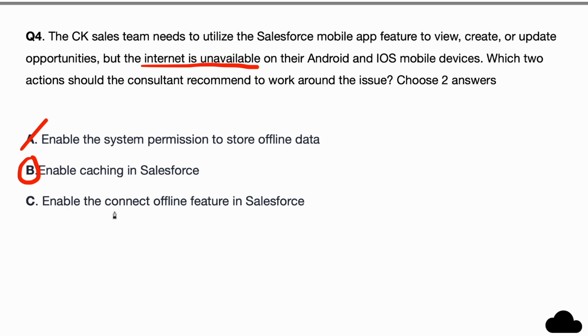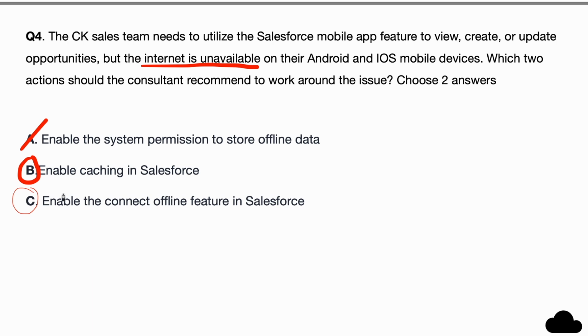And then C, we have enable the connect offline feature in Salesforce. This is also correct. So Salesforce offline allows data to be stored locally and then updated in Salesforce when the internet is restored. So the purpose of this is maybe you might have sales reps that are on the road and they're selling things in the field, and they might be in certain environments with poor internet connection. They might be taking the subway where there might be no internet and they need to pull up a record or make a quick change to a record. So this is where being able to use the mobile devices in an offline way comes in really handy. There's a real business use case for this.